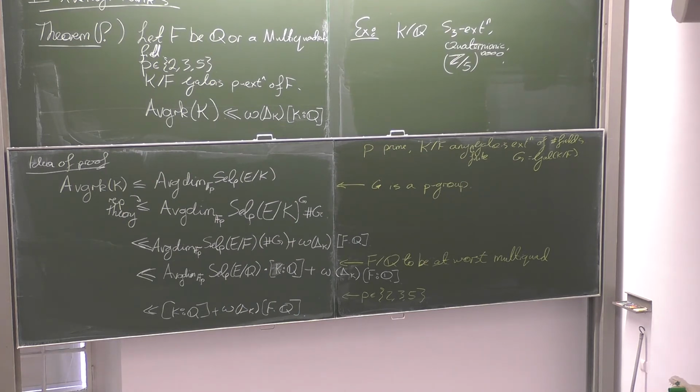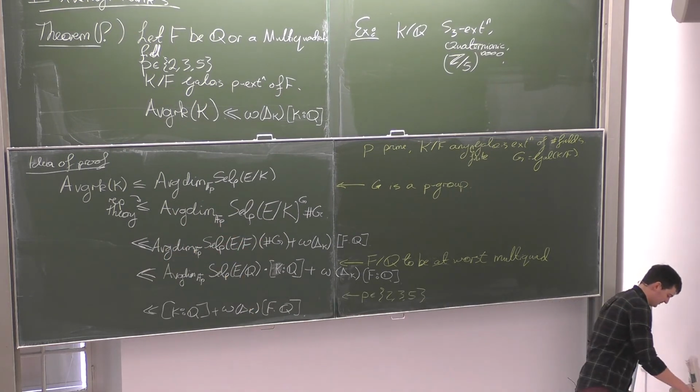So with 10 minutes left, I didn't just ask, is the average rank finite? I wanted to say something about its behavior. So I'm going to give a couple of examples of what this theorem means for the behavior of average ranks.